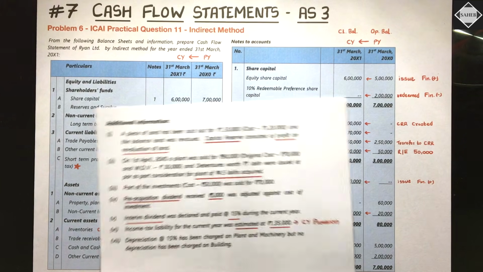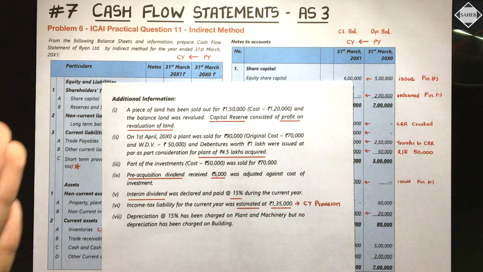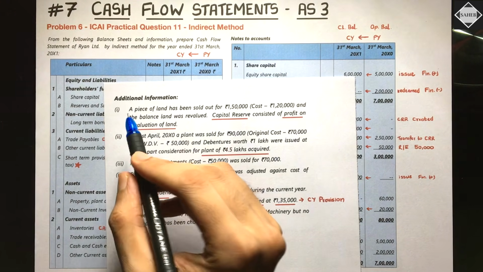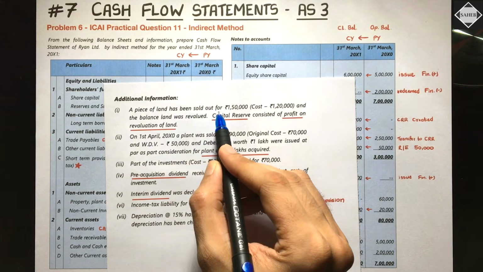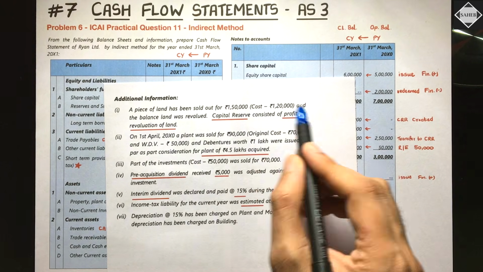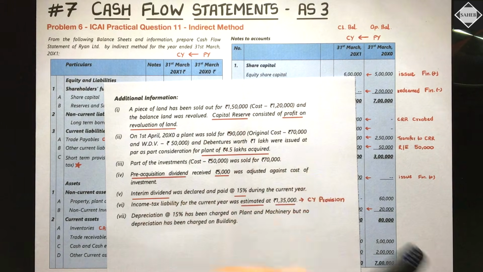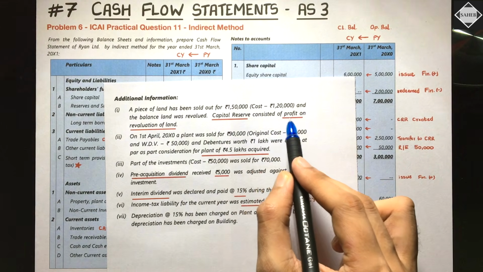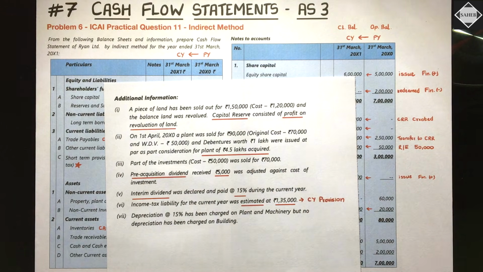And then here are the adjustments. Okay, so let's just go through these adjustments and prepare the working notes. Now see the first adjustment. A piece of land has been sold out for 1,50,000. The cost of that was 1,20,000 and the balance land was revalued. Capital reserve consisted of profit on revaluation of land.